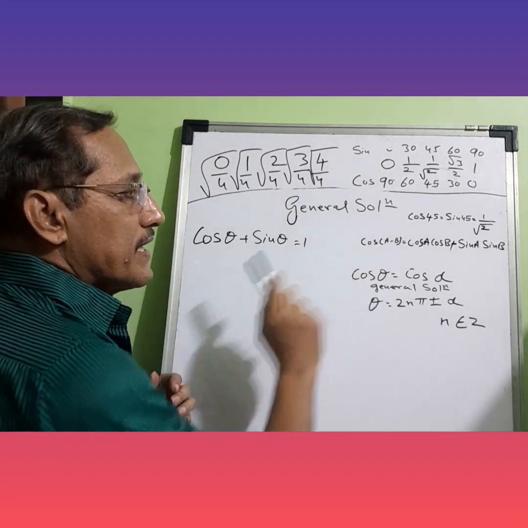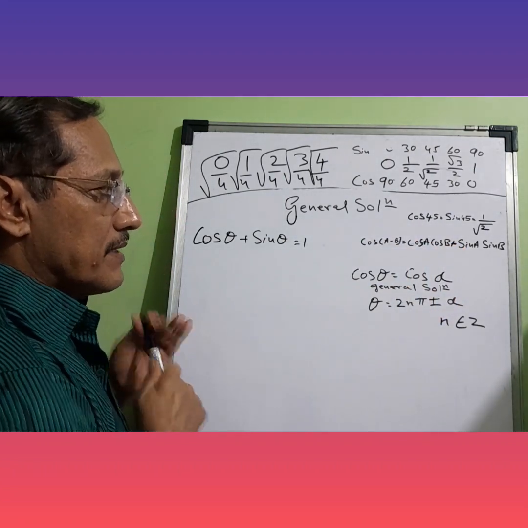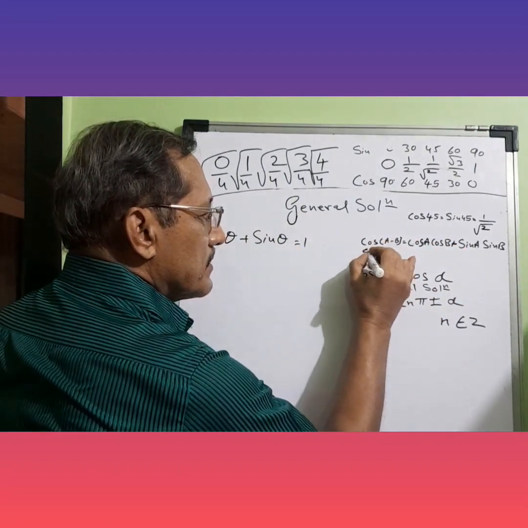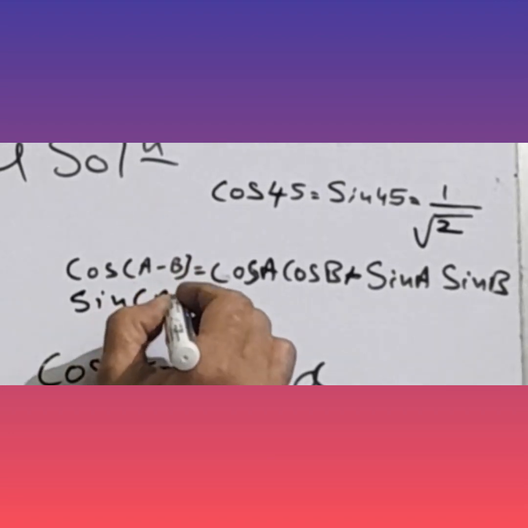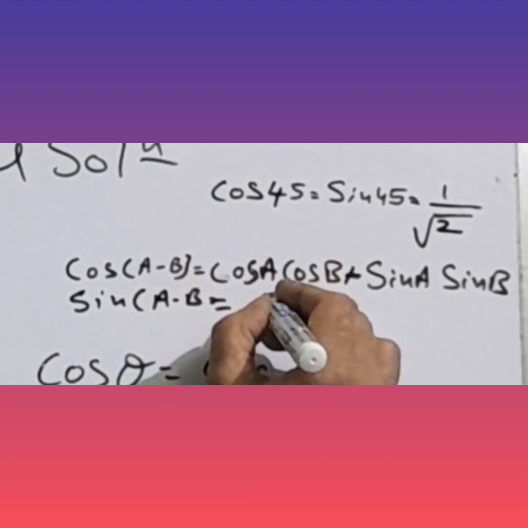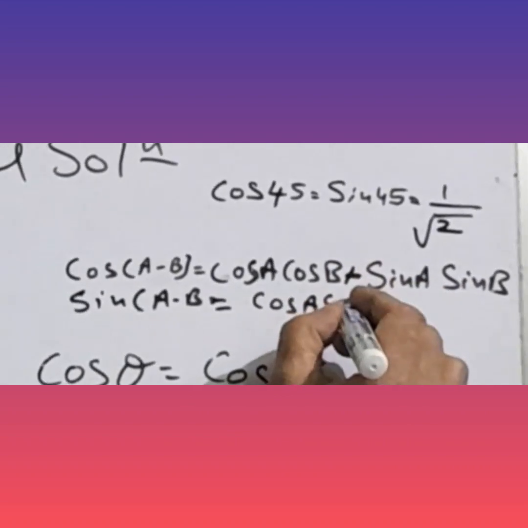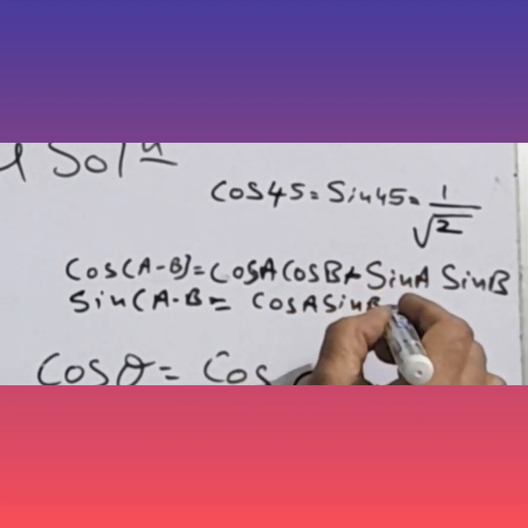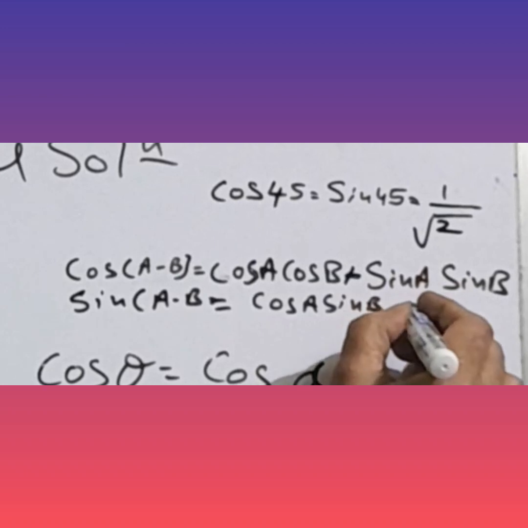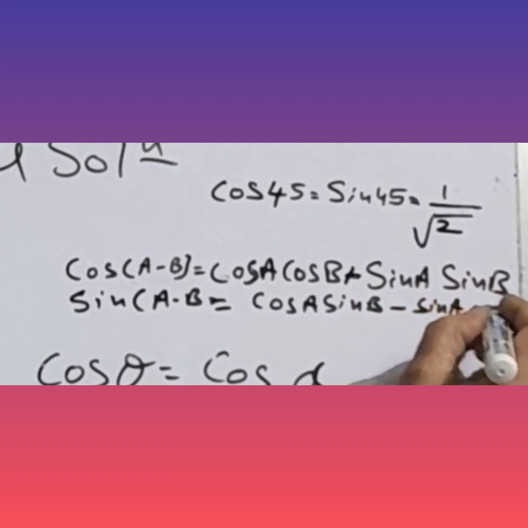Now, we know cos A minus B is cos A cos B plus sin A sin B. Now, if I write sin A minus B, what would that formula be? That formula would be cos A sin B minus sin A cos B. Alright.